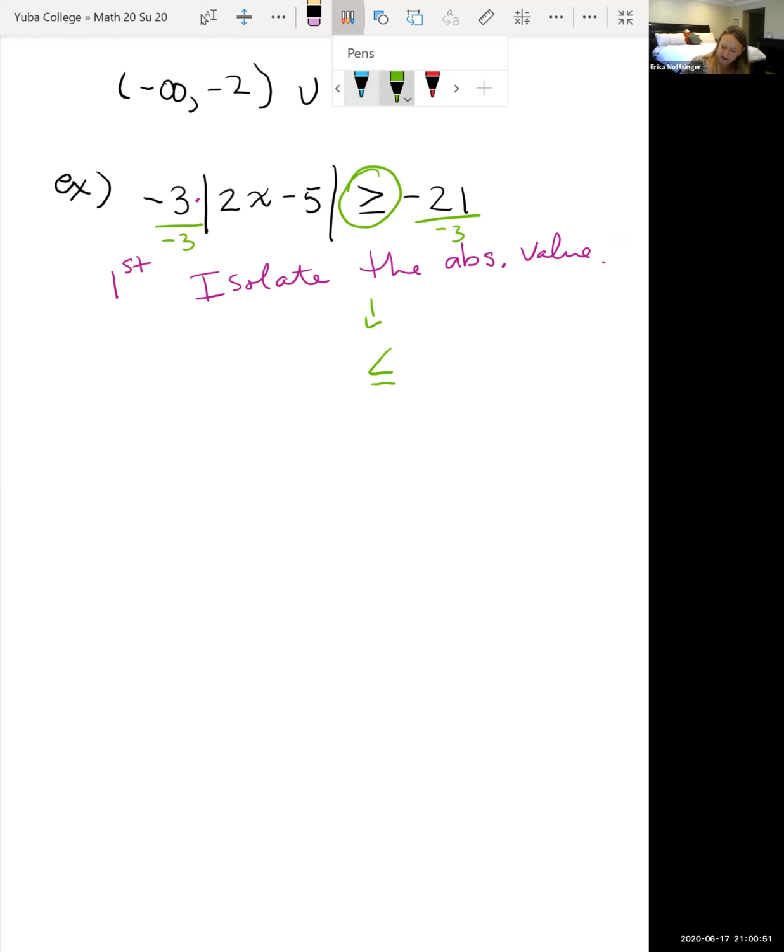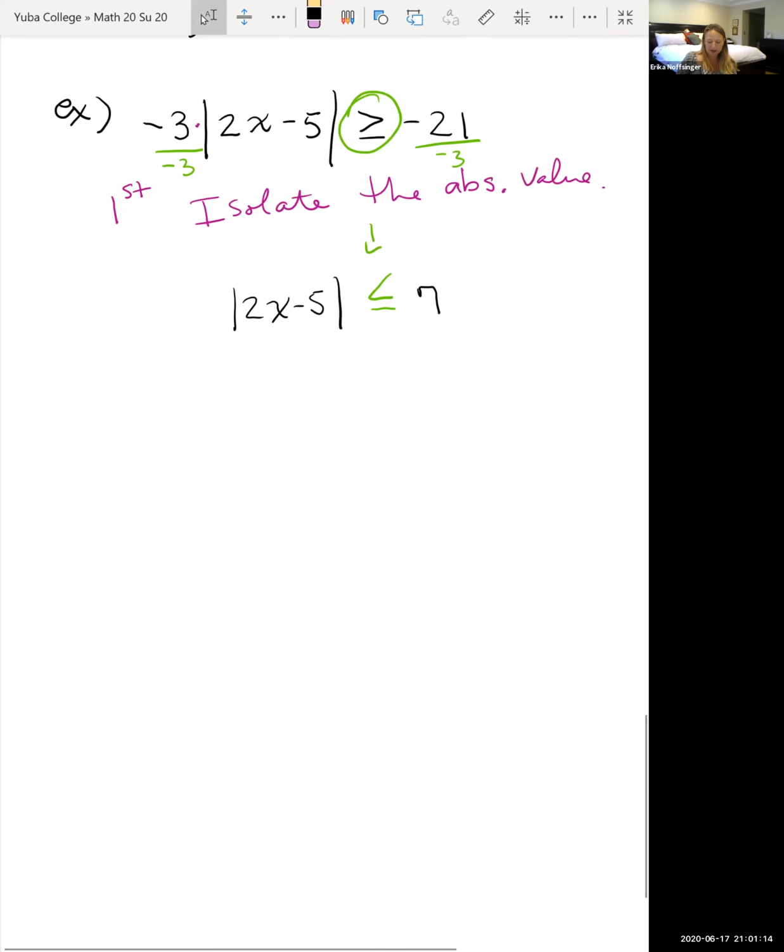So the absolute value of 2x minus 5 is less than or equal to, now -21 divided by -3 is +7. We've isolated the absolute value, and in order to drop the absolute value, because it's a less than, it's sandwiched in between. So -7 is less than or equal to 2x minus 5, which is less than or equal to 7.